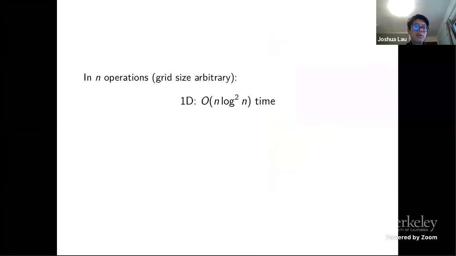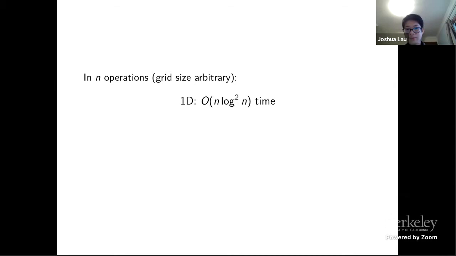When we consider problems of this kind, we measure complexity in terms of the number n of operations. We start with an arbitrarily large array, initially all zeros, and we just measure complexity in terms of the number of operations that are performed. It's known that in one dimension, we can perform all updates and queries for this particular problem in order n log squared n time. An operation is either an update or a query. What's been mostly unexplored prior to this work is, how hard is this in two dimensions? How hard is this in higher dimensions?